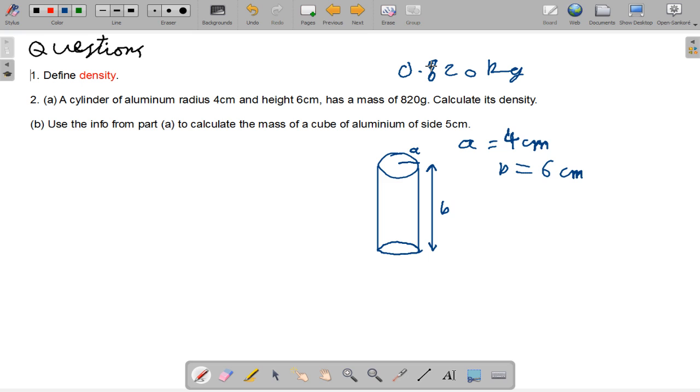Okay, so the density of an object is the measure of the compactness of a substance, and it relates to how much space a mass can take up, how much volume. It's the relationship between mass and volume. That's it. That's your definition of density.